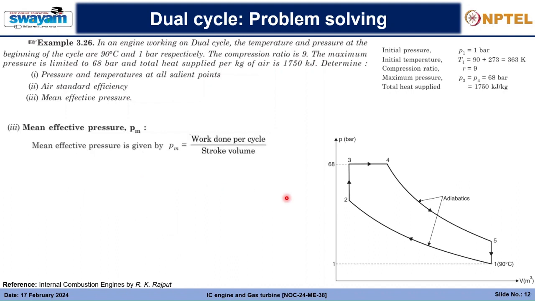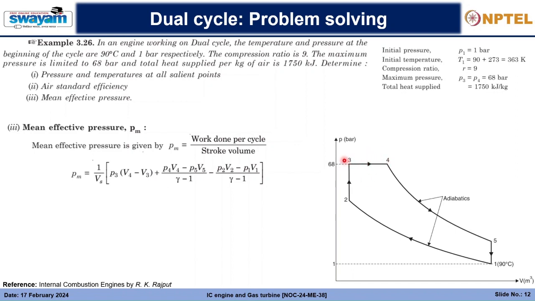Next, the mean effective pressure. Again, if we know the work done, then simply dividing by the stroke volume, we will get the mean effective pressure. We need not memorize the formula for that. All right, so we know the work done, that is heat supplied minus heat rejected. By that we can do it, or from here we can also work out, like this: P3 into V4 minus V3. So P3, V4 minus V3, there is a constant pressure heat addition.